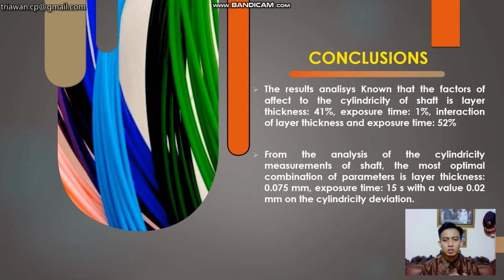And then the conclusion. The results analysis shows that the factors affecting the cylindricity of the shaft are layer thickness 41%, exposure time 1%, and interaction of layer thickness and exposure time 52%. And from the analysis of the cylindricity measurements of shafts, the most optimal combination of parameters is layer thickness 0.075 millimeter and exposure time 15 seconds, with a value of 0.02 millimeter on the cylindricity deviation.